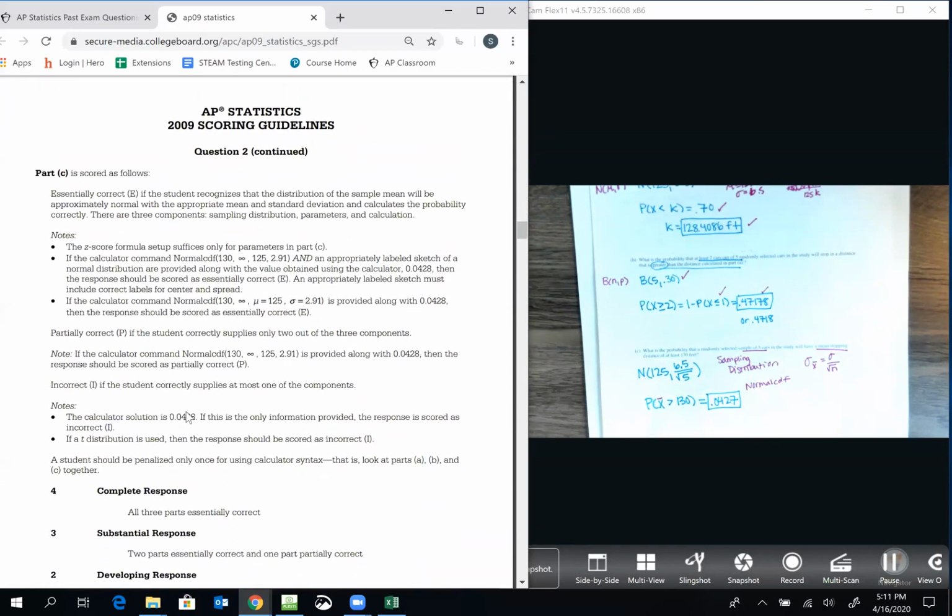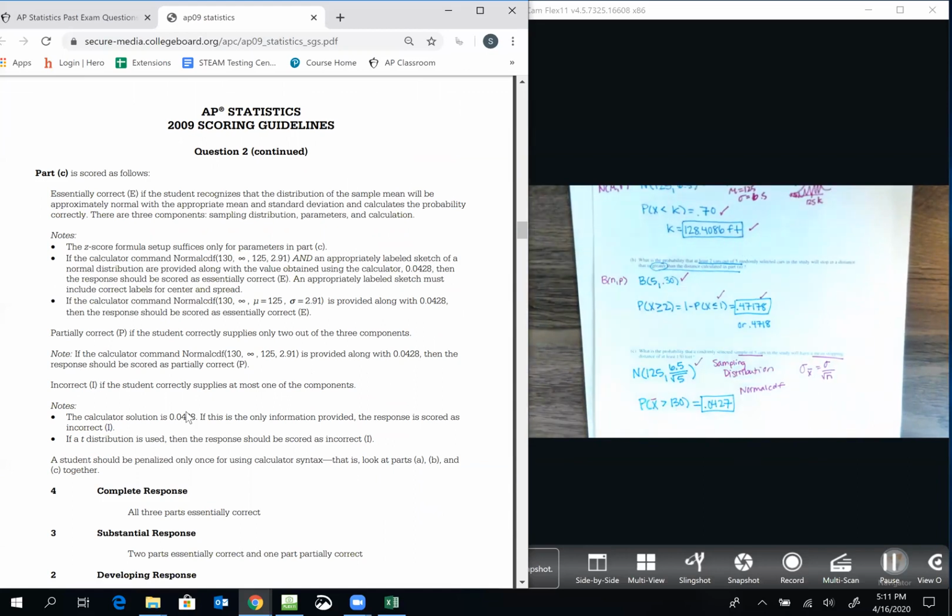Essentially correct if the student recognizes the distribution of the sample mean will be approximately normal with the appropriate mean and standard deviation. That's what this is. And the probability is calculated correctly. So I had my sampling distribution, I had my parameters, and my calculation.